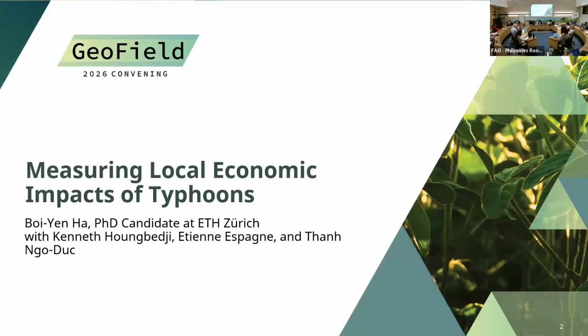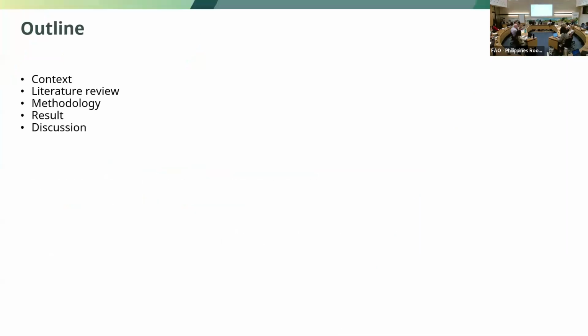I'm going to talk about the book chapter on measuring the local economic impacts of typhoons. This is work done with my co-author, Kenneth, sitting over there, Etienne Espan from the French Development Agency, and Thanh Ngô Đức from USTH University in Vietnam. So we'll go through context and then what has been done in the literature. Then we talk about how we do things, and then we present the results and show some discussion.